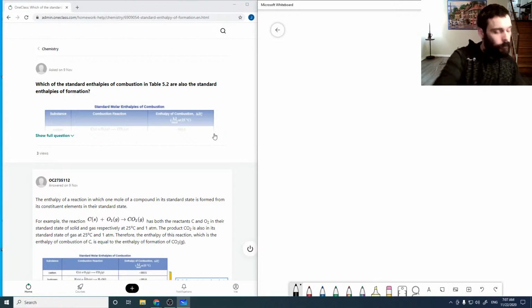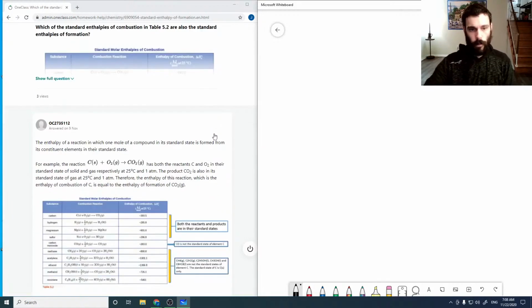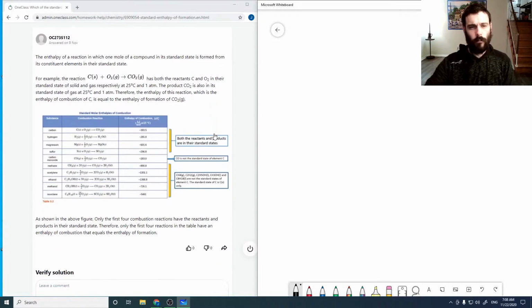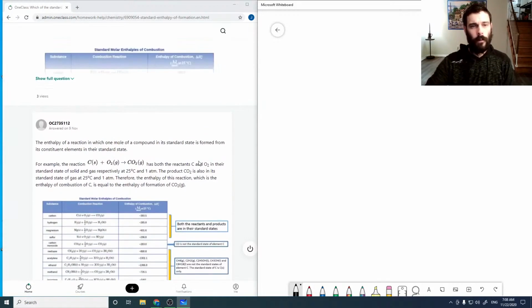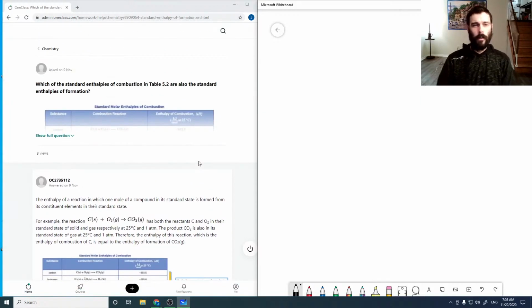Okay, so this just asks which of the standard enthalpies of combustion in the table, so I'm not going to be able to show the table, except very loosely here, is also the standard enthalpy of formation.